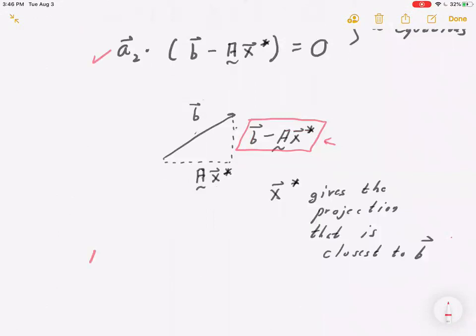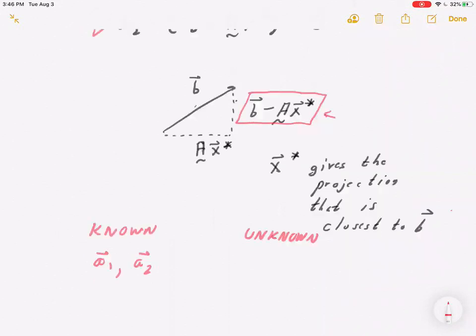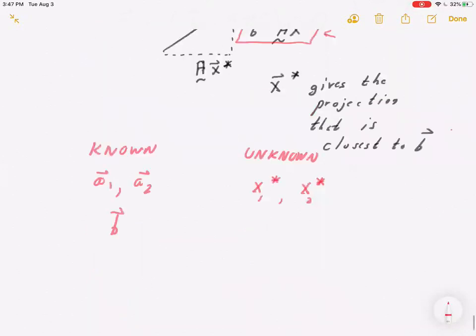So what's known and what's unknown in this problem? I know A sub 1 and I know A sub 2. Those are the linearly independent vectors that span the plane. I know my vector B. What I don't know are X asterisk's components. So the remaining thing to do is to take these two equations and solve them.